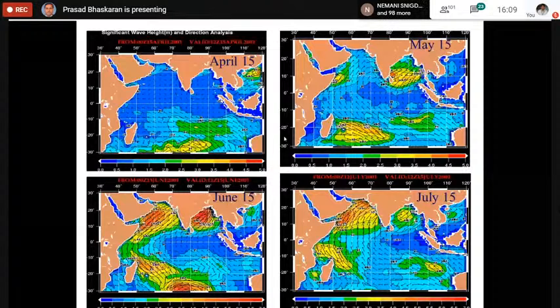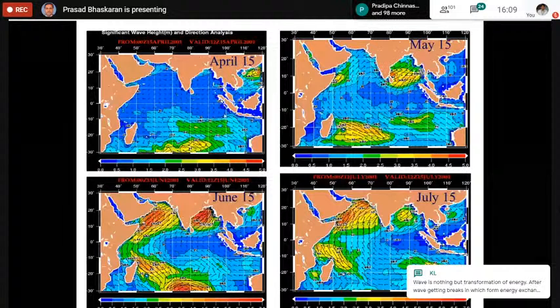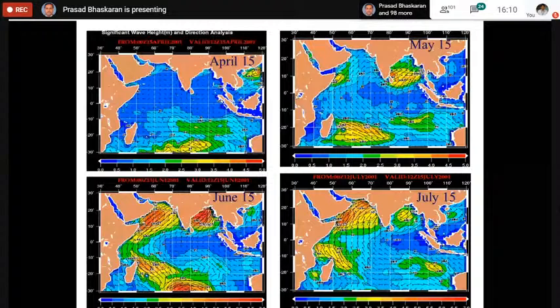Now this is how a figure looks. This figure shows the significant wave height for the Indian region, produced using the WAM model. As you see from the figure, these are the different months. During the month of April, this is how your wave height looks. And if you come to July... in the month of April, along the Arabian Sea and the Bay of Bengal, the wave heights are about half a meter or less than half a meter.